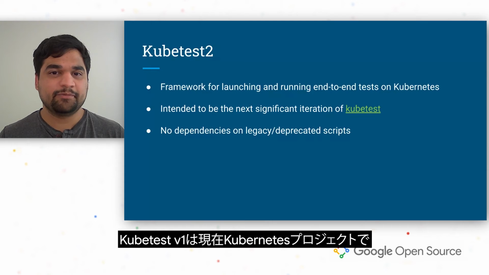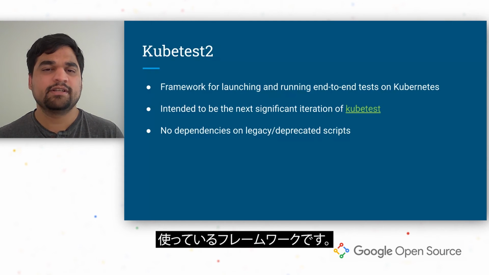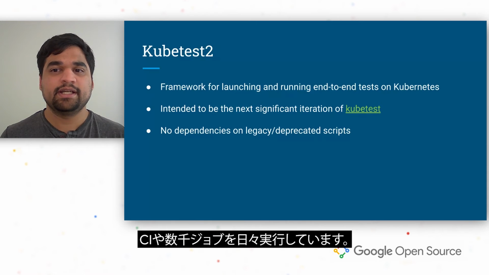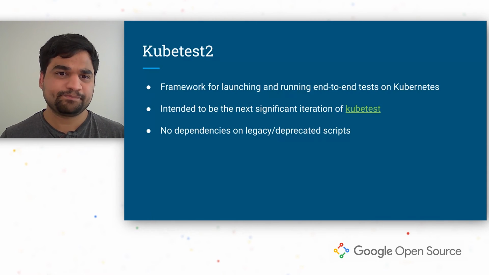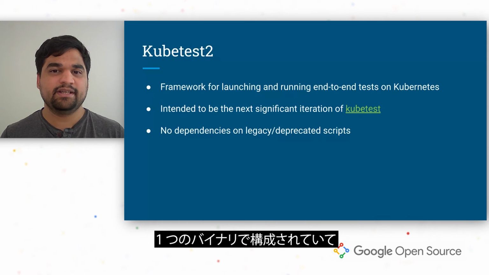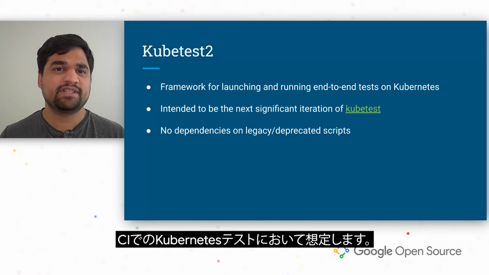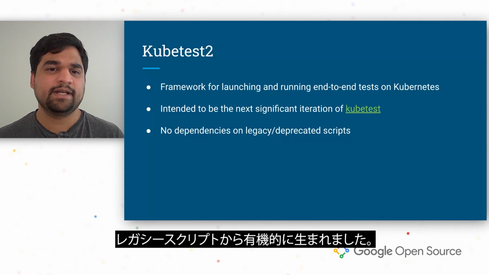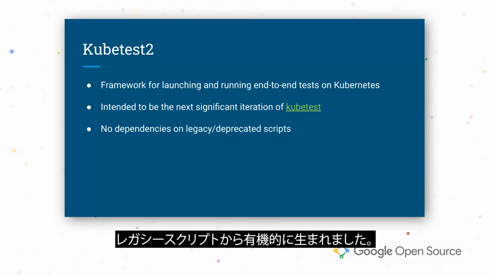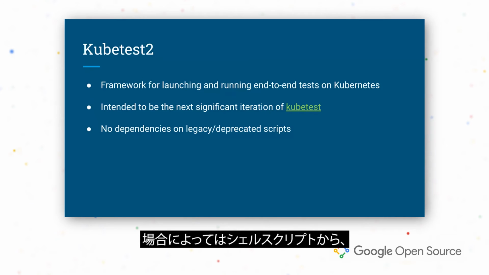Kubetest V1 is the framework that we use currently in the Kubernetes project for continuous integration testing, or CI, and runs about thousands of jobs daily. It comprises a single binary encompassing all the different combinations of environments and scenarios that we test in Kubernetes in CI. It evolved organically from a bunch of legacy scripts, and in some cases, literally from shell scripts, to the point where it's starting to become a bit unmaintainable. Which is why one of the primary goals of why we created the Kubetest2 framework is to move away from legacy dependencies and to build something that is more easy and extensible.